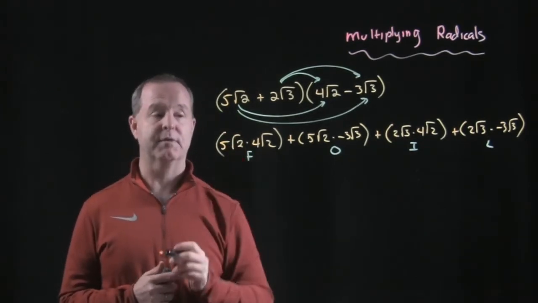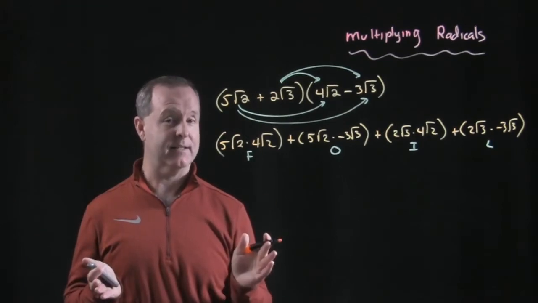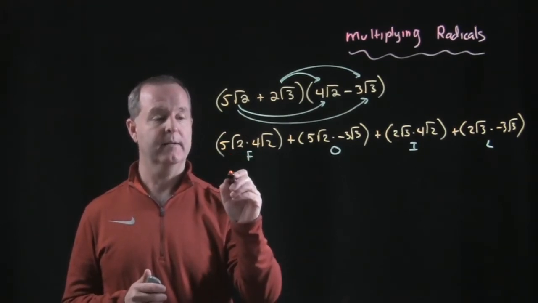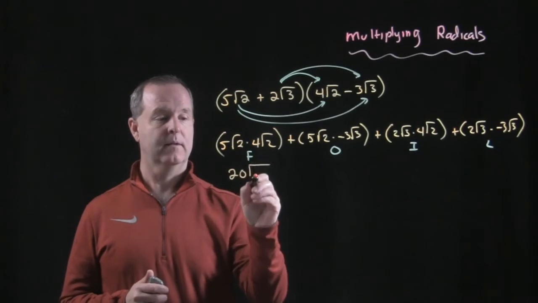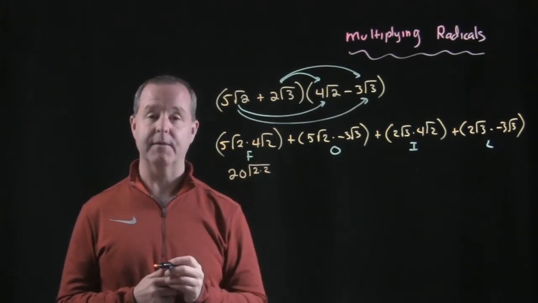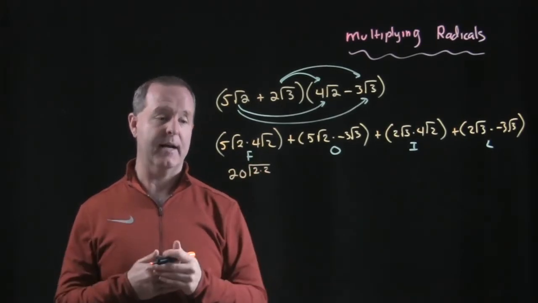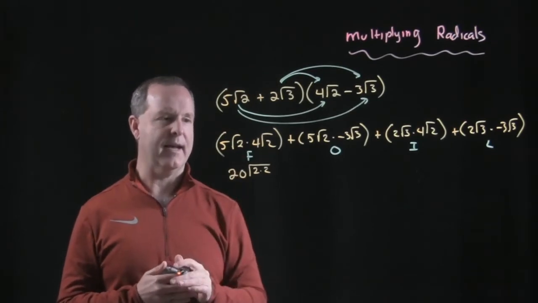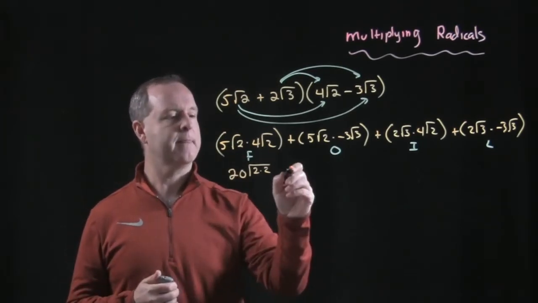5 root 2 times 4 root 2. We're not adding this time, so this becomes 20 times root 2 times 2 inside the roots, because we multiply inside the roots, and we'll work that out on the next one, but I just wanted to show you that one.